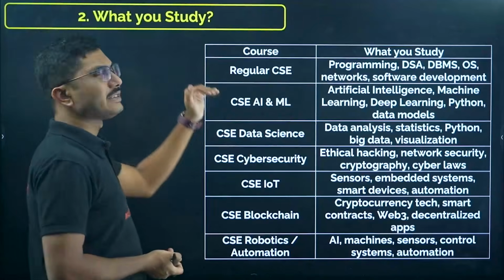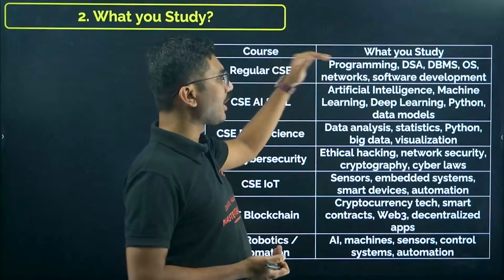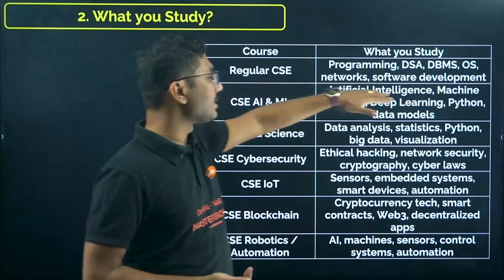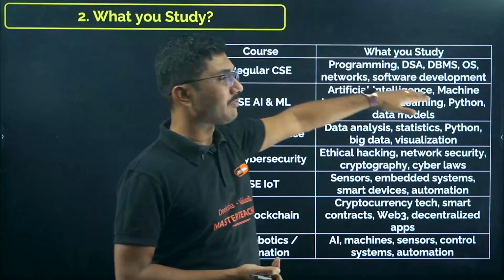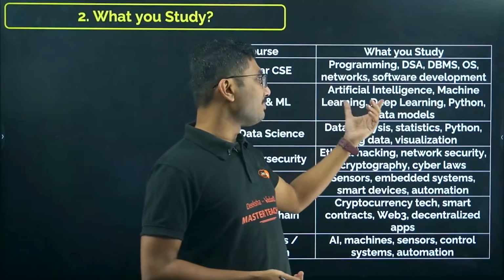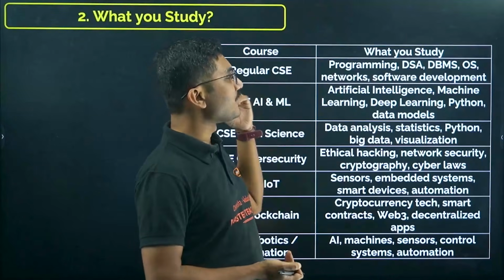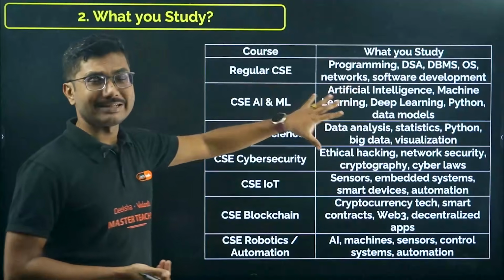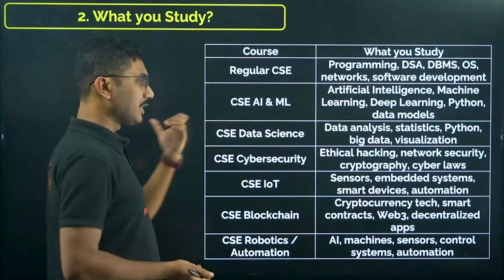So in regular CSE, you are studying programming, data structures, DBMS, operating systems, networks, software development, etc. CSE AIML focuses mainly on artificial intelligence, machine learning, deep learning, Python, and data models. Obviously it is a statistics and mathematics heavy subject.